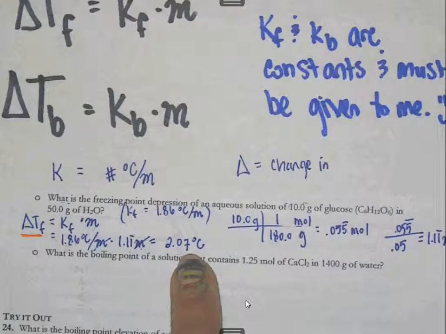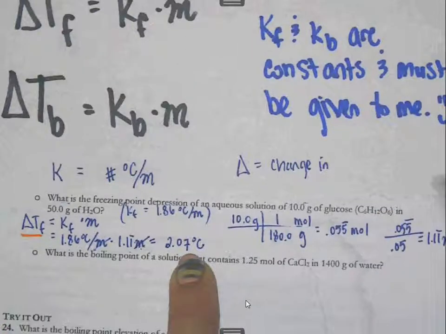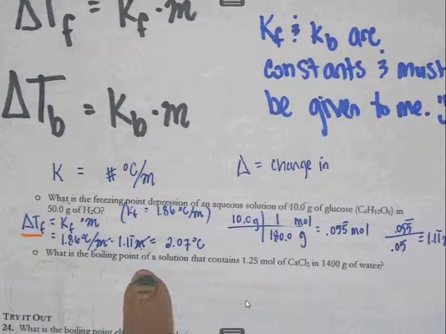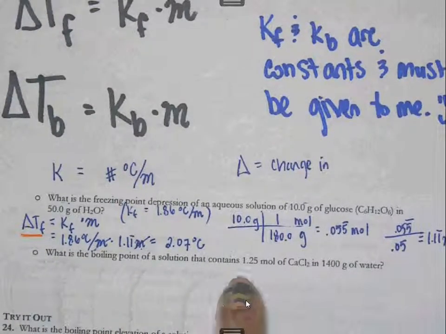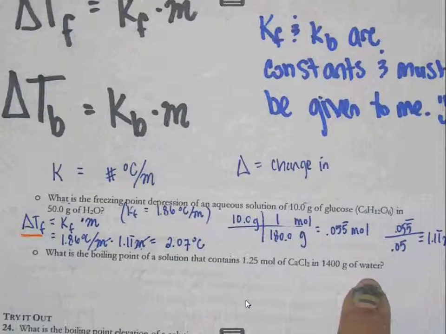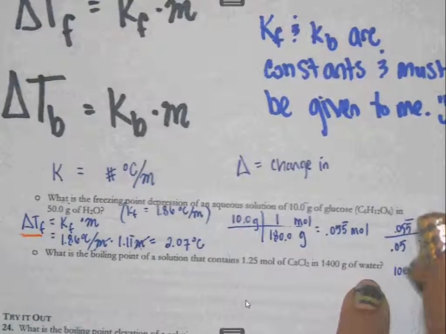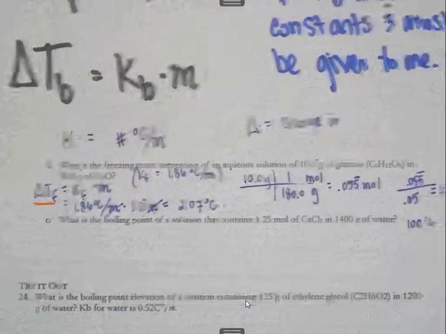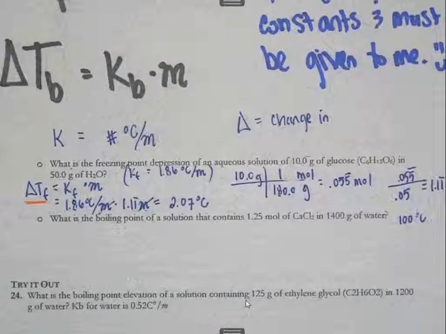If it had asked me for the freezing point of water, I would actually have to do 0 degrees Celsius minus this in order to find it. This one asks for the boiling point, and it's a solution that's in water. Well, you should know that the normal boiling point is 100 degrees Celsius. So we're going to have to figure out how that changes above and beyond that.